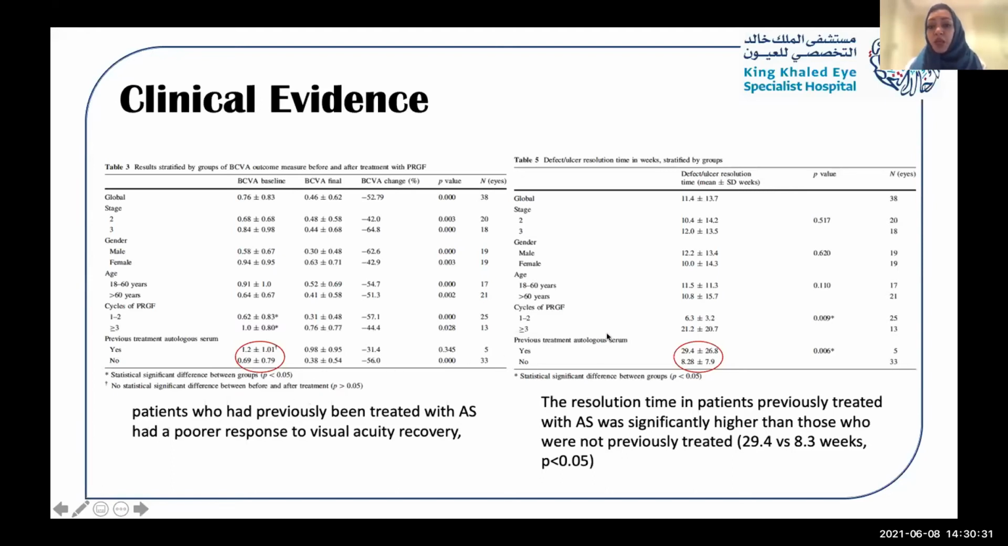In this sense, they ended up with more scarring and hence the lower visual acuity improvement. The resolution time was also significantly shorter if the patient did not receive autologous serum before. It was 8 weeks compared to 29 weeks. This may tell us that maybe it's better to immediately start the patient on such therapies in the interest of preserving their time and giving them a better outcome.